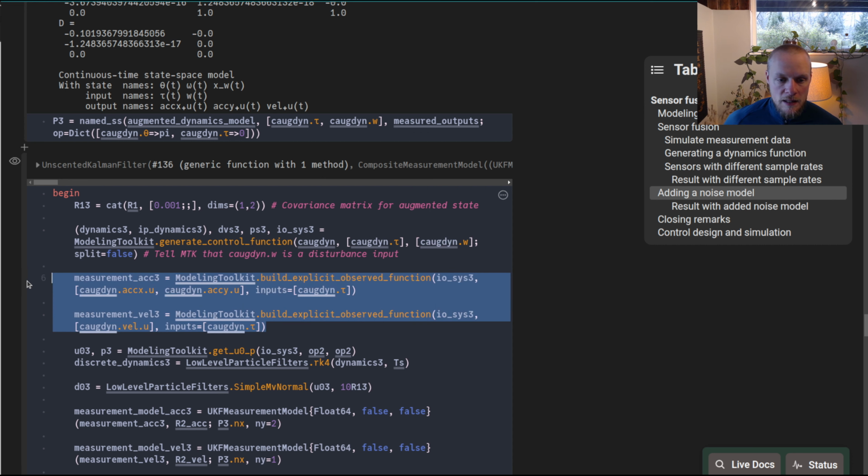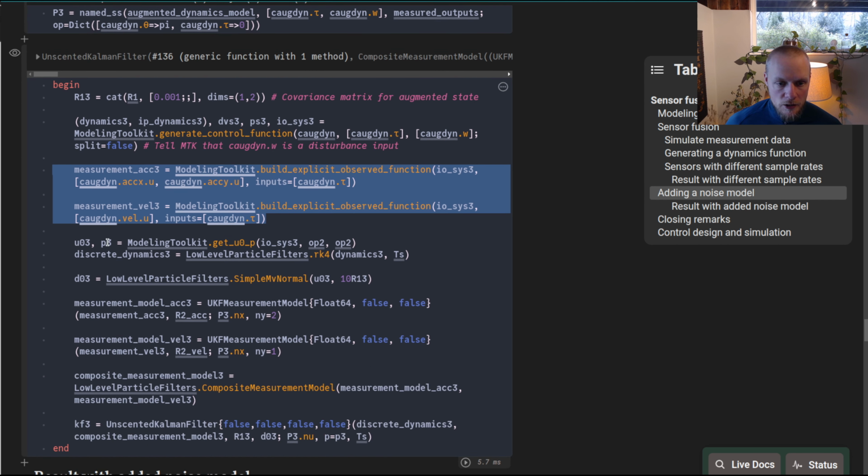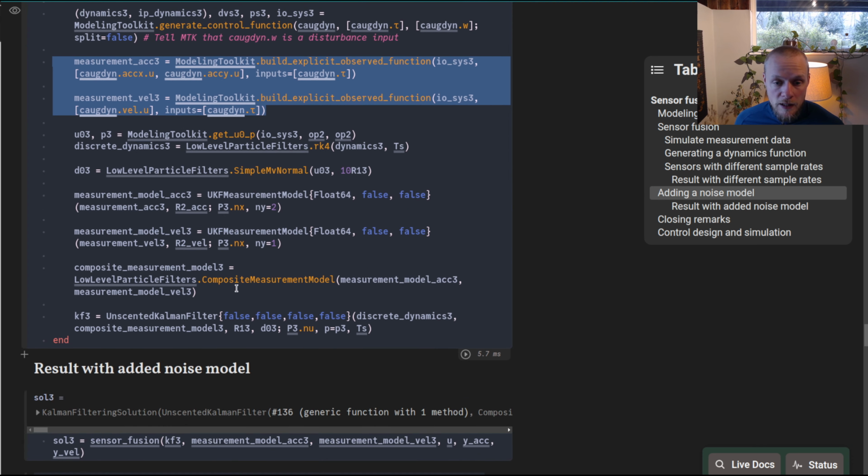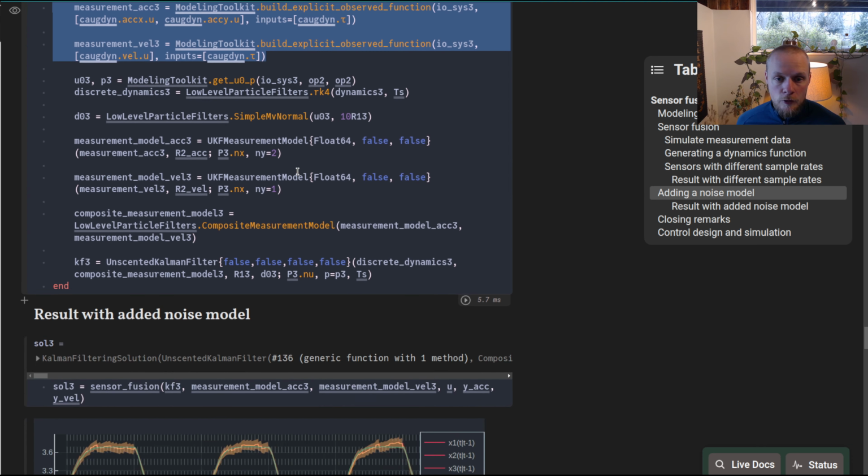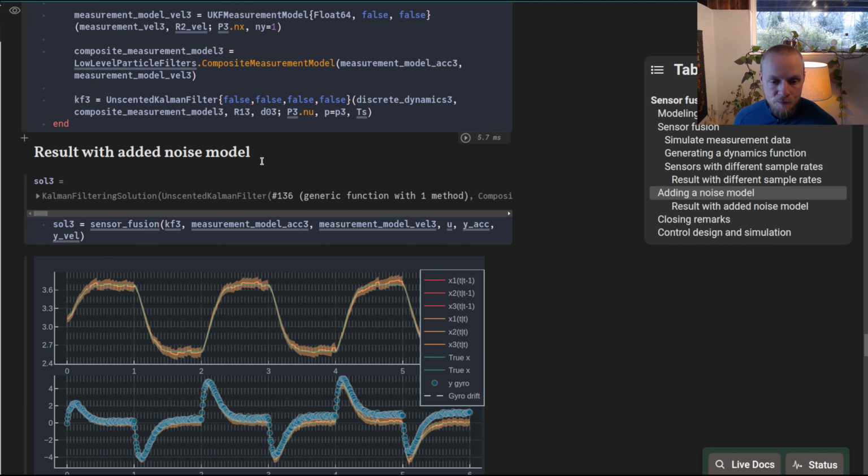Then I once again generate two new measurement functions. I grab the initial condition and the parameter array. And then I create two new measurement models, just like I did before, but with these updated functions. Create the composite measurement model and the unscented Kalman filter. So now we're ready to perform estimation just like we did before, but with this updated noise model.